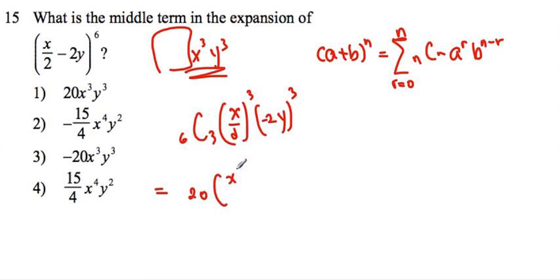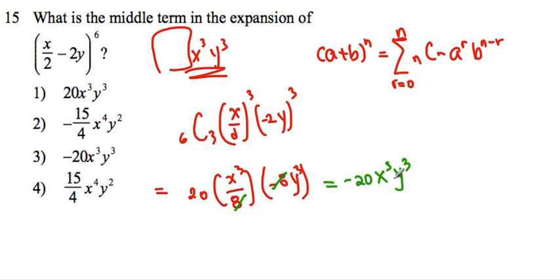And x to the third power over 8, because 2 to the third power is equal to 8. Here, negative 2y to the third power becomes negative 8y cubed. Oh, I forgot the cube. So as we cancel out negative 8 and positive 8, we get negative 20 x to the third power and y to the third power. That becomes our final answer, which is choice 3.